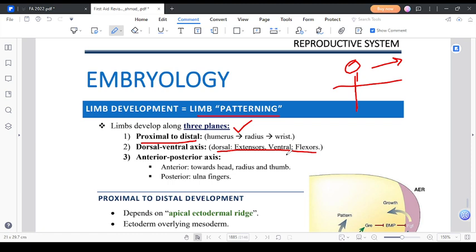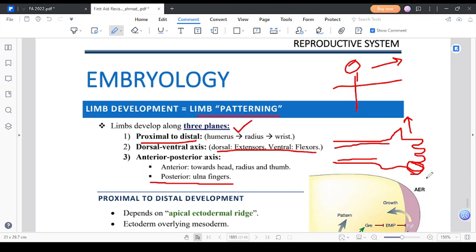Then the anterior-posterior axis, which is a bit confusing. Anterior is towards the head, which is the radius and thumb. Suppose a person has his arm extended like this: this is the thumb, and here are the fingers, 1, 2, 3, 4. So the thumb and radius are anteriorly placed, while the ulna and the pinky finger are placed posteriorly. That is confusing, because it is not according to conventional orientation concepts. So remember this one, it is very important.